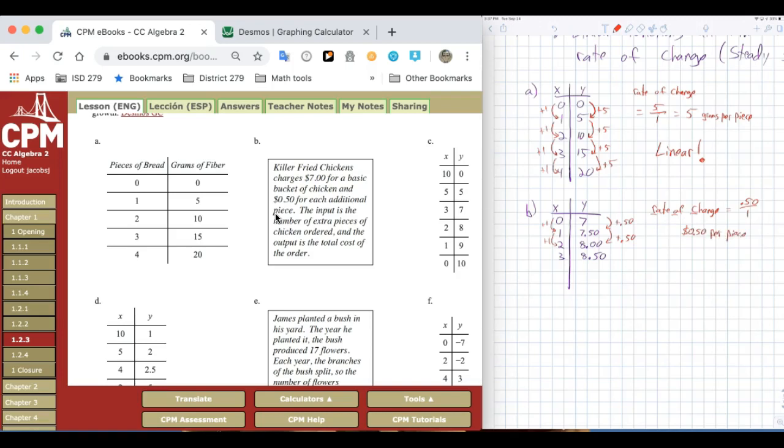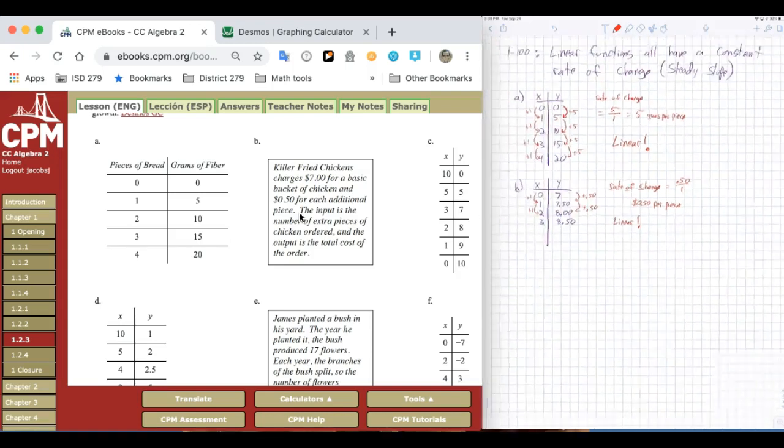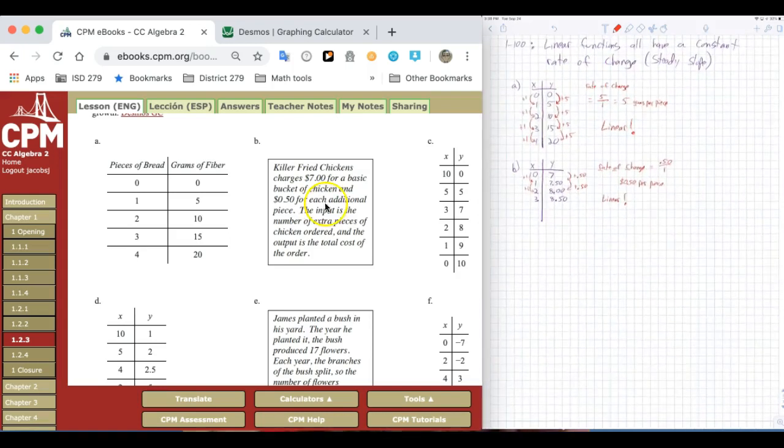And of course we knew that, right? It said it right in the problem that every extra piece of chicken costs 50 cents. So that is definitely linear, because we have this steady rate of change. So let's look at the table in part C.